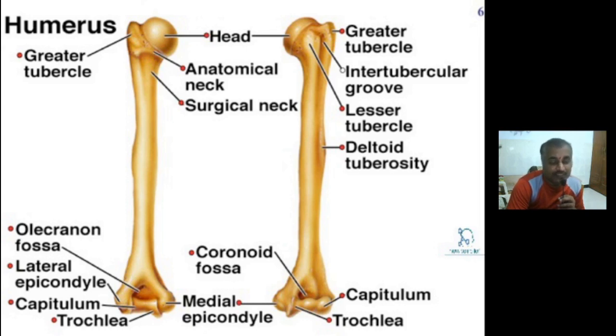There are three nerves which are intimately in contact with the humerus. One around the surgical neck of the humerus is the axillary nerve. The mid shaft of the humerus is the spiral groove where the radial nerve crosses and winds around the shaft of the humerus, and the lower end around the medial epicondyle behind it is related to the ulnar nerve.